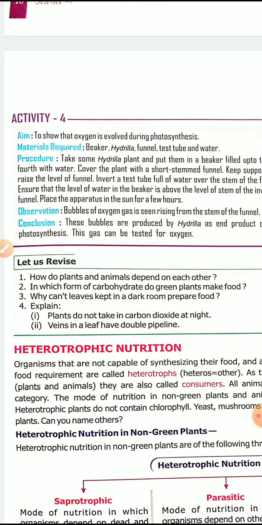Second, veins in the leaf have double pipeline. Double pipeline, what is double pipeline? It is the xylem and the phloem vessels. Xylem vessels transport water and phloem vessels transport the prepared food.